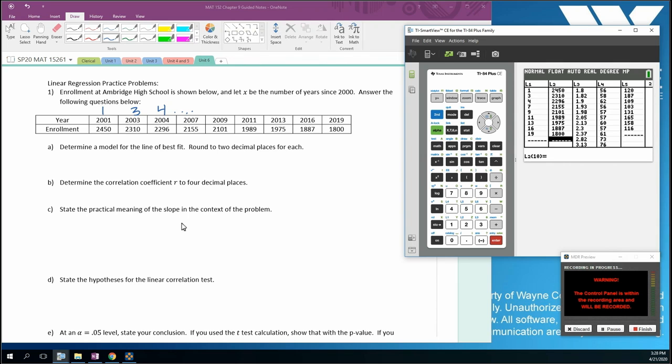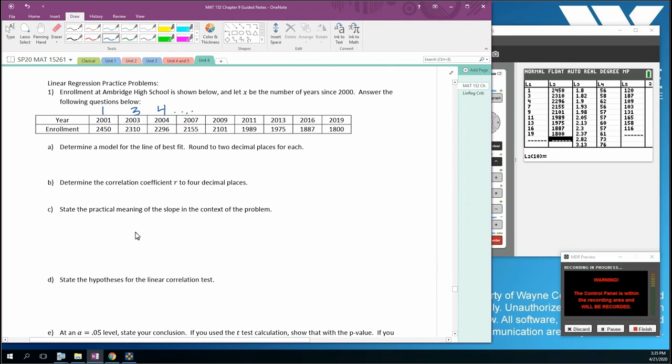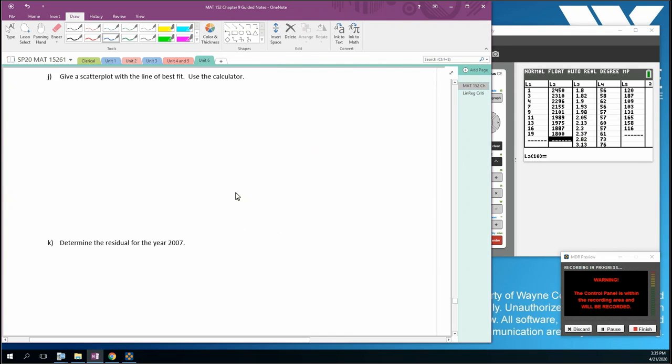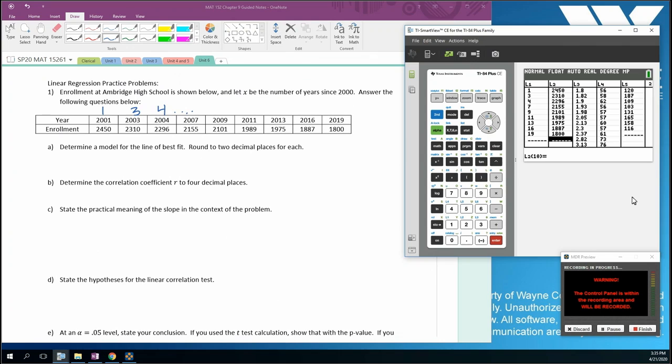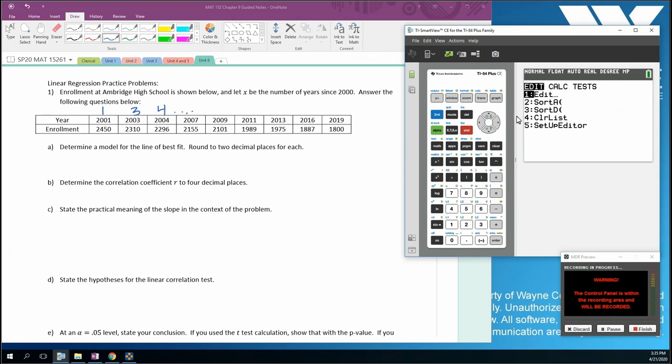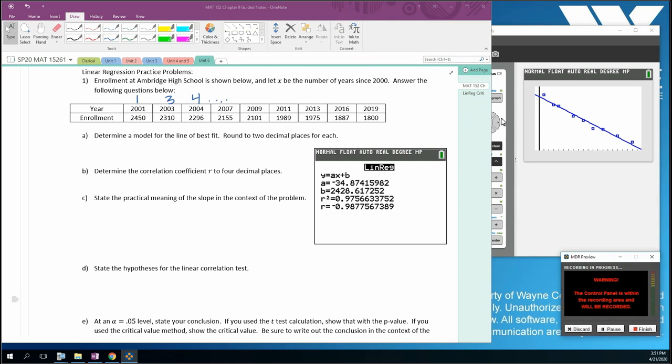All right, so for this, we're going to do everything here. So we're going to determine the model for the line of best fit. So the data is in the list. So we're going to do a linreg, and I'm going to go ahead and store this regression equation to y1. So if I choose y-vars function 1, we're going to get this. Now this is going to be a negative one. So for this one, I'm actually not going to round. Well, yeah, I'll round to 2 decimal places.